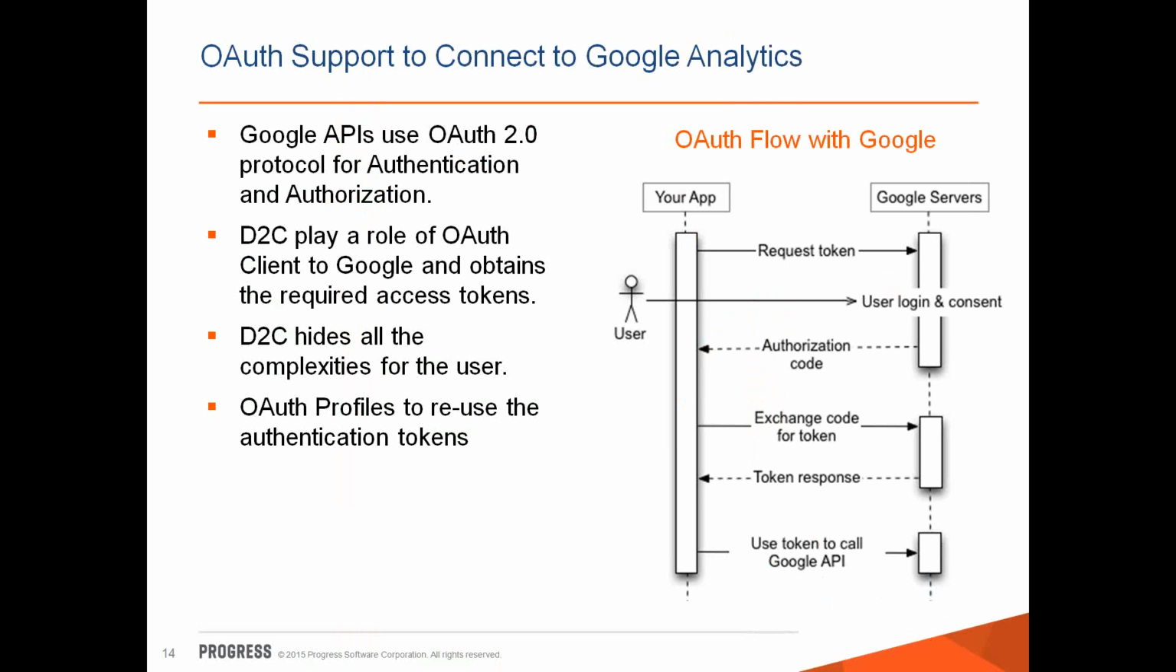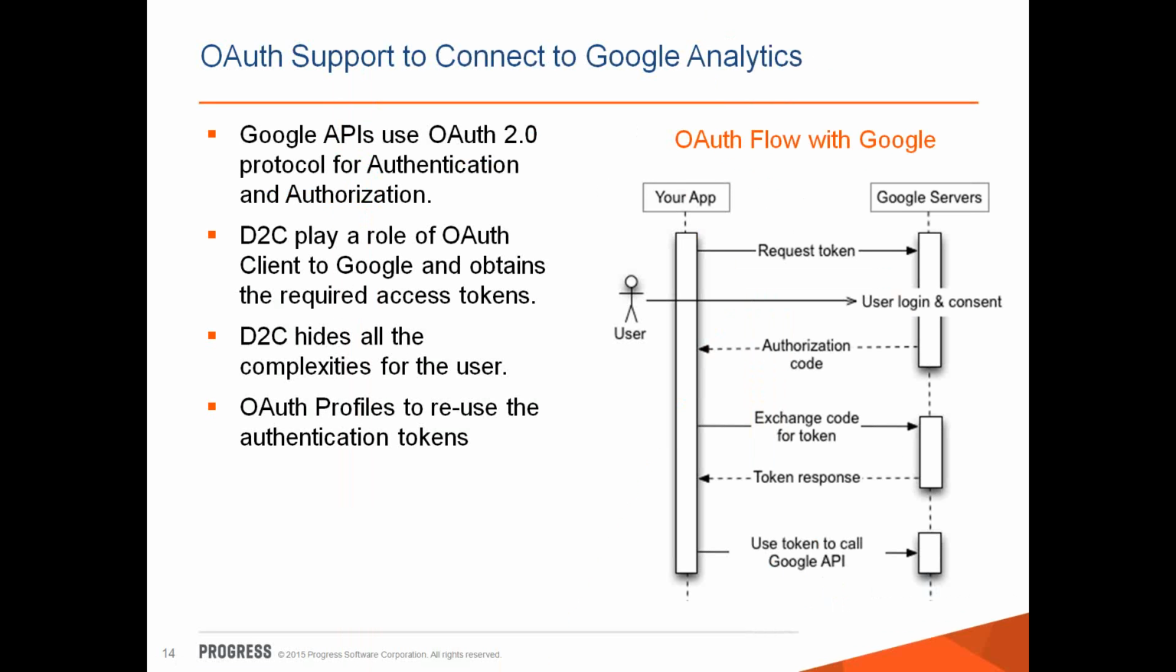Google Analytics is another data source that DataDirect Cloud supports. Unlike Salesforce or any other data source, it requires an OAuth-based configuration. Basically, all Google APIs use the OAuth 2.0 protocol for authentication and authorization. This is what we need to engage with Google to get access to the Google APIs. On the right hand side you are seeing an interactive diagram.